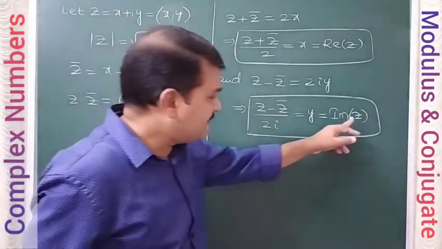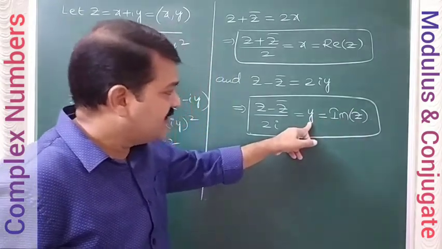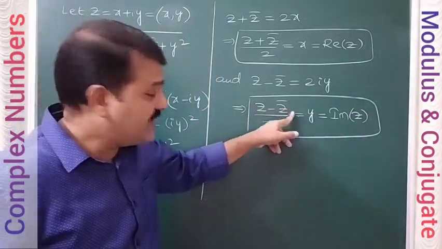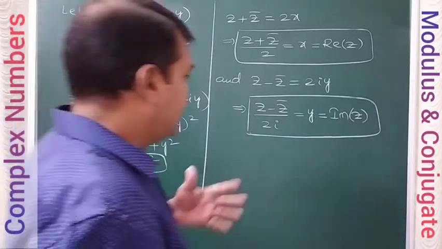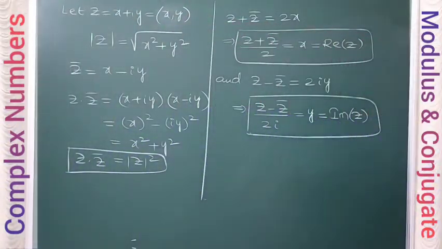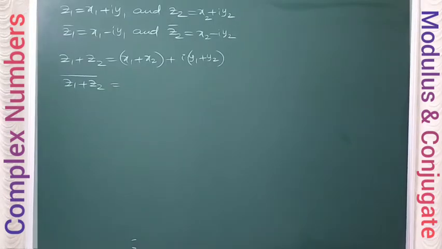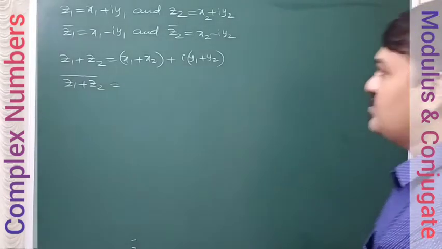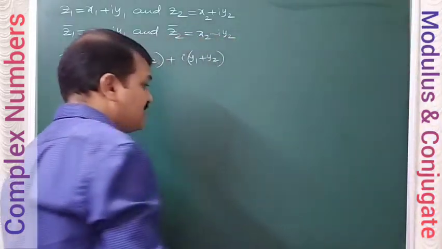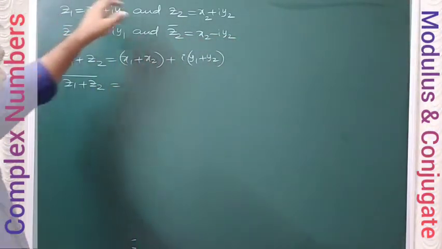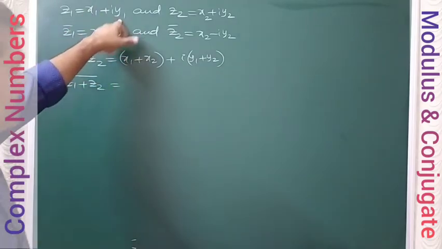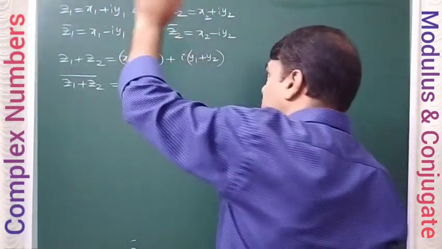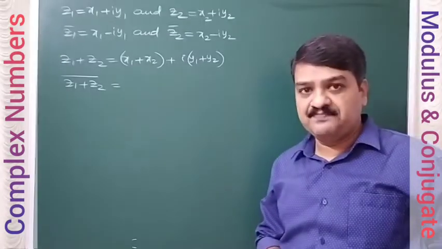Imaginary part of z, that means y, can be taken as (z minus z bar) by 2i. So the important conditions regarding modulus and conjugate we have discussed. Okay, so let us discuss some properties related to conjugate of complex numbers. So we have z1 and z2 as x1 plus iy1, x2 plus iy2. These are the two complex numbers we have assumed.